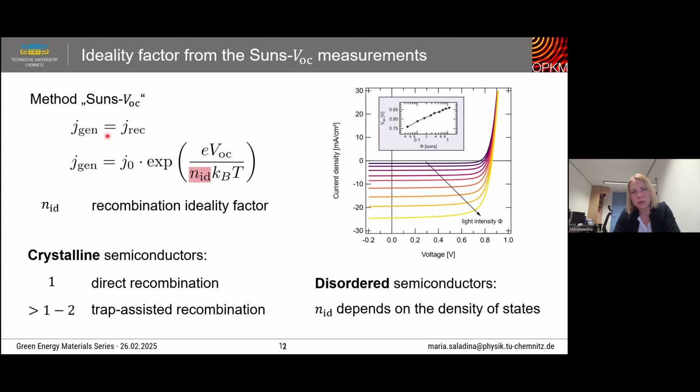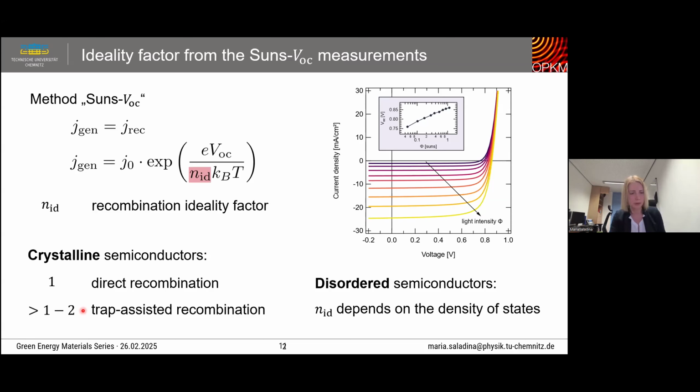So what concerns the analysis, at open circuit conditions, we know that generation, which is contained in this recombination term, can be extracted from the slope of the Suns-VOC data here. And now the meaning of the ideality factor is really different if you look at crystalline semiconductors compared to organic semiconductors. So for the crystalline ones, you usually expect that an ideality factor of 1 means direct recombination, while something closer to 2 indicates that you have more and more Shockley-Read-Hall trap-assisted recombination.